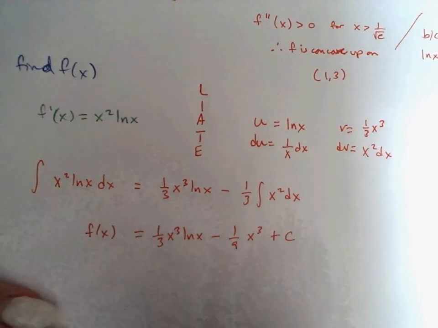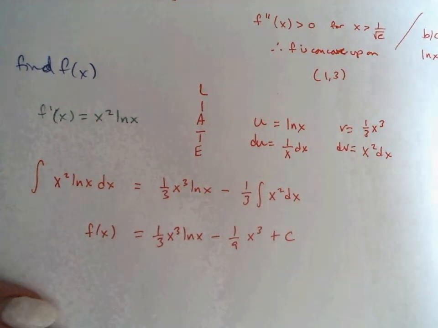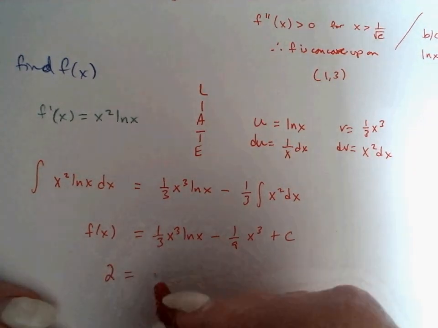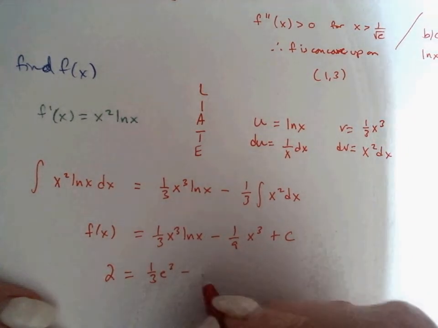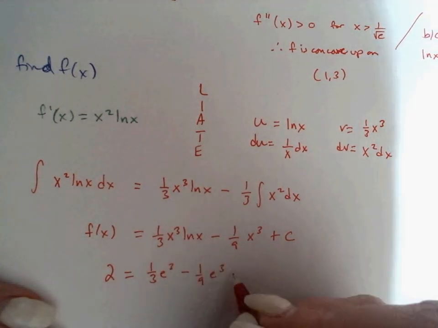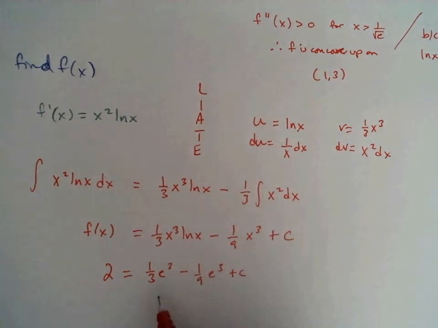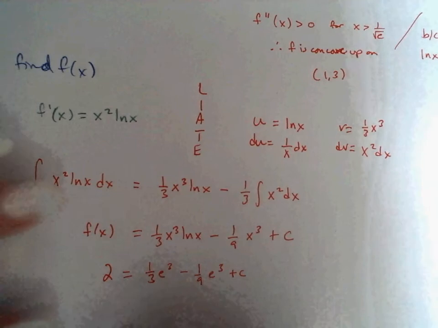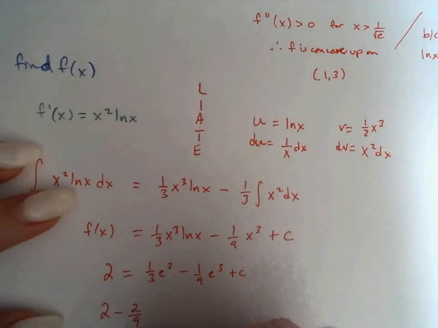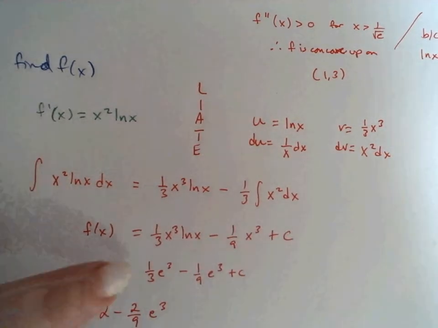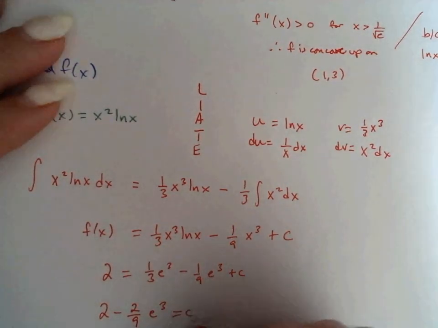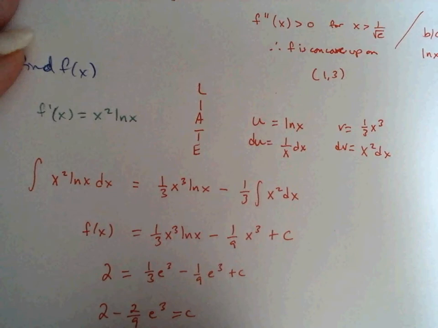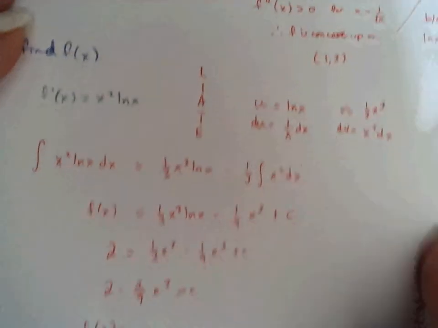So we're going to use that to solve for c. So 2 equals 1/3 e cubed natural log of e, which is 1, minus 1/9 e cubed plus c. 1/3 is the same thing as 3/9, so 3/9 minus 1/9 is 2/9. So 2 minus 2/9 e cubed, although if you just wrote that plus, minus that plus that, that'd be just fine, because you don't have to simplify.